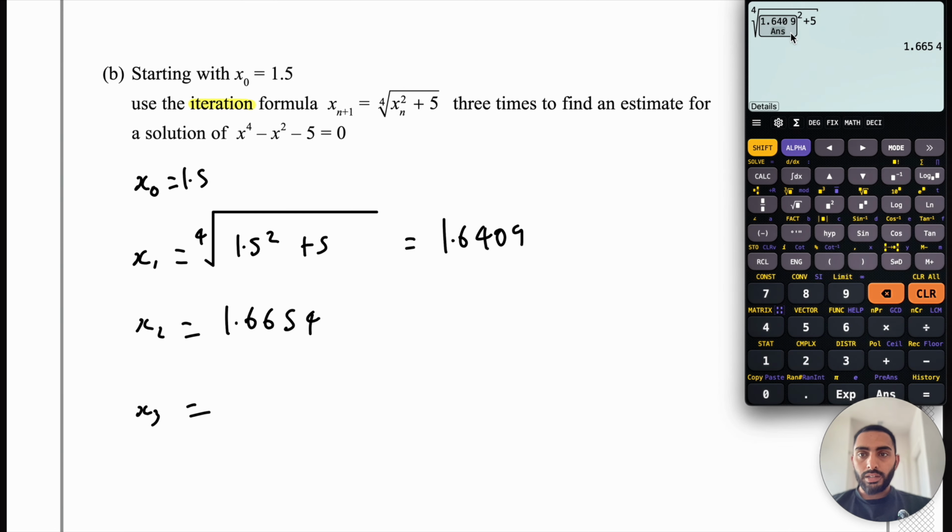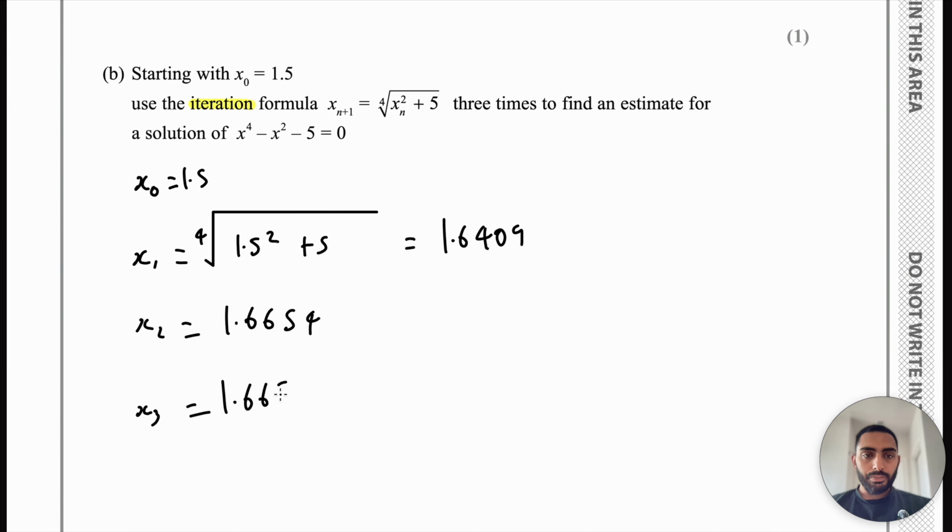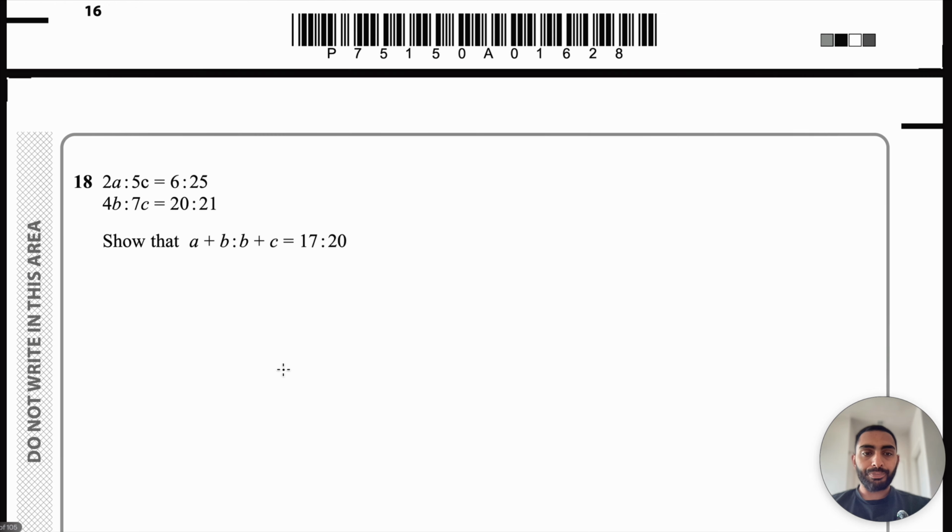For the next one, again, swapping this with my answer button. That gives me 1.6698. The way you can check this is if I substitute this value, 1.6698, into here, I would get something very, very close to 0. So what you're doing here is you're approximating the solution. You're getting closer and closer to the actual answer.